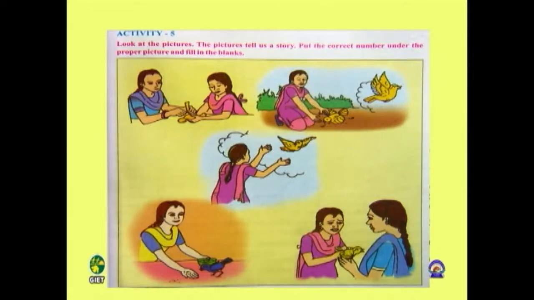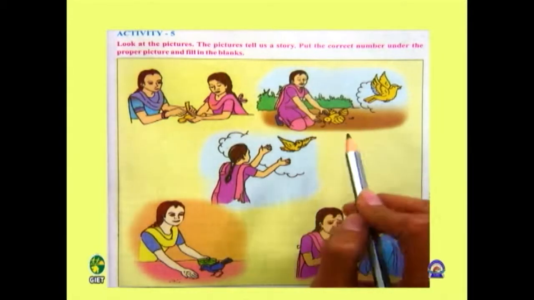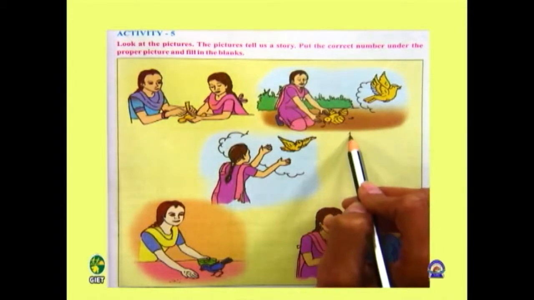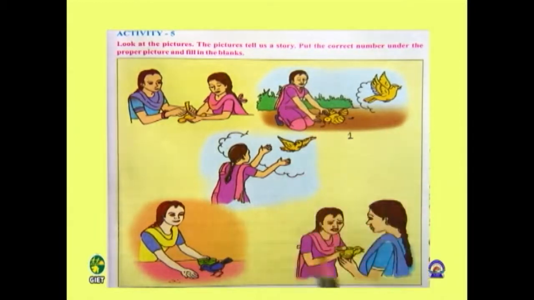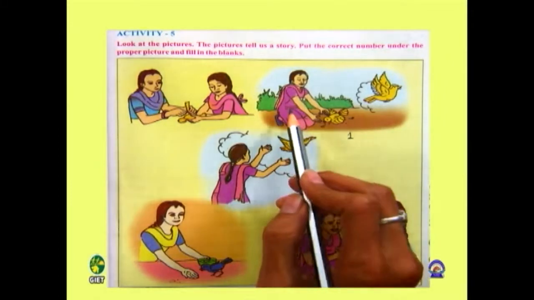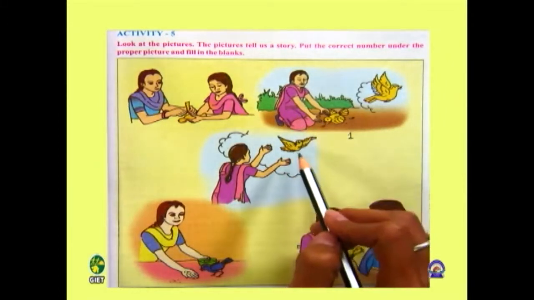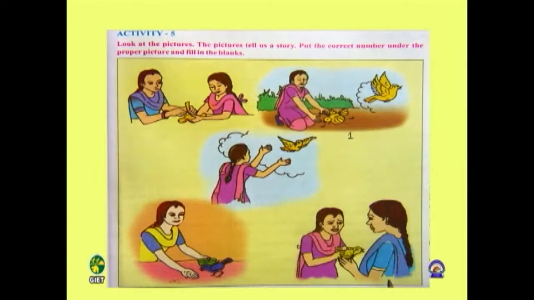Which picture comes first? Yes, you are right. This is the first picture. So put the number below this picture. Number 1. First we can say that a girl saw a wounded bird. Very good. So now identify the second picture.